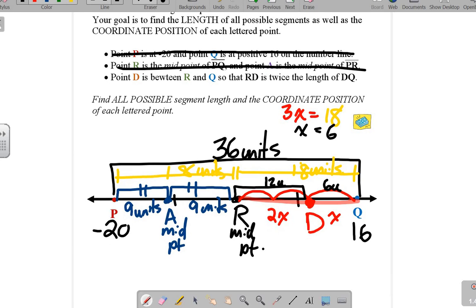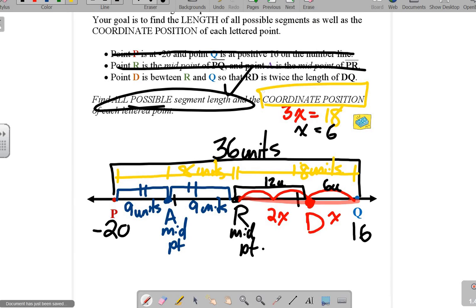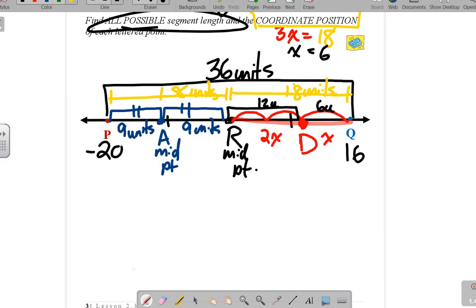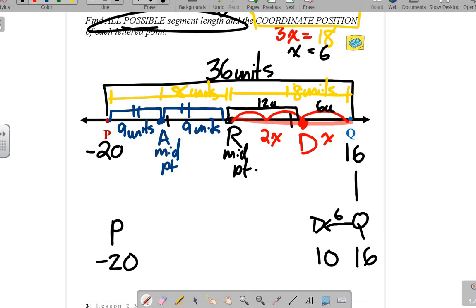Okay. Now, right here it says find all segment lengths. We're good there. Check. But what else do I want? Coordinate position. Which means come down here. I'm just going to bring it down here. Q, we already have Q. Q is sitting at 16. And P is sitting at -20. Name of the list. So now to find it, you start at 16, and we're going to go 6 units this way. And that's going to get us D, which places D at 10 on the number line.